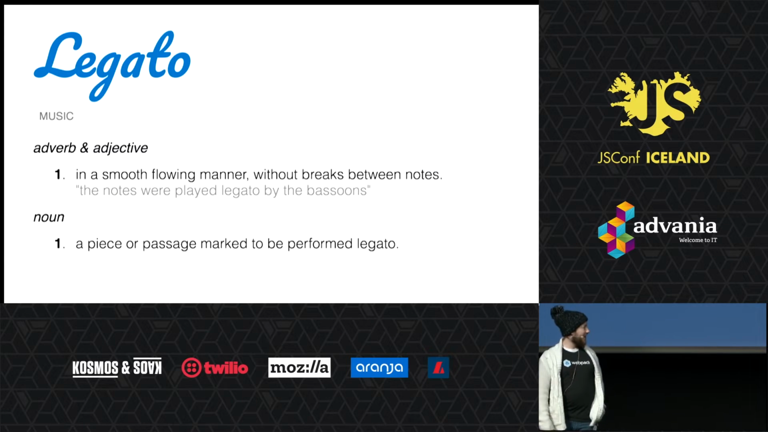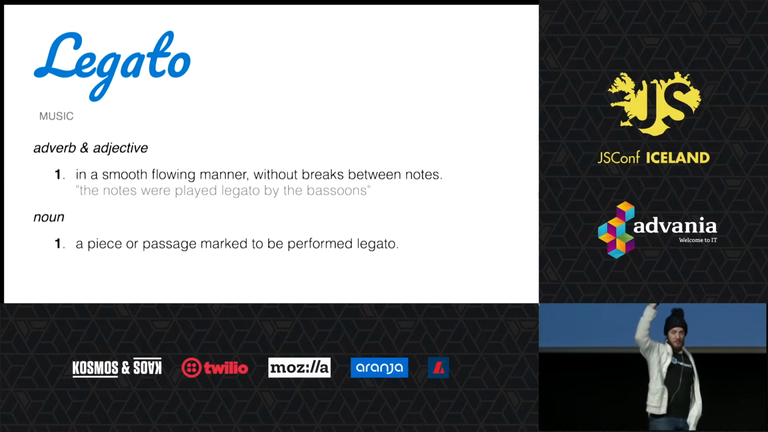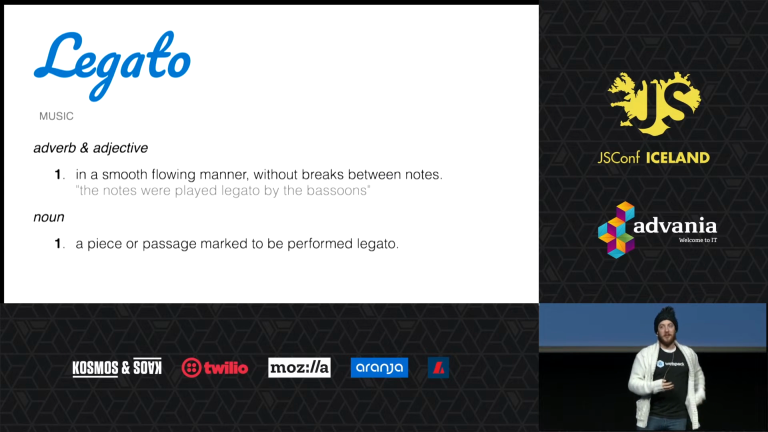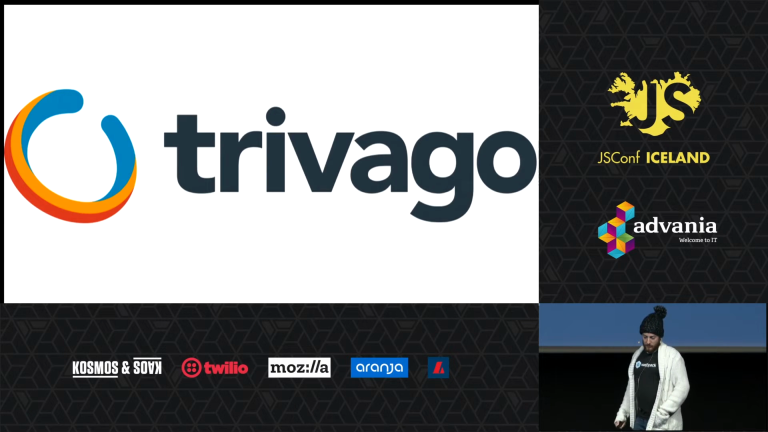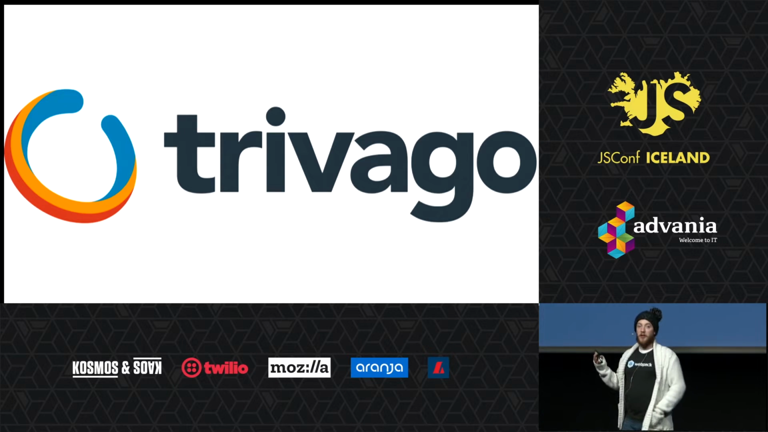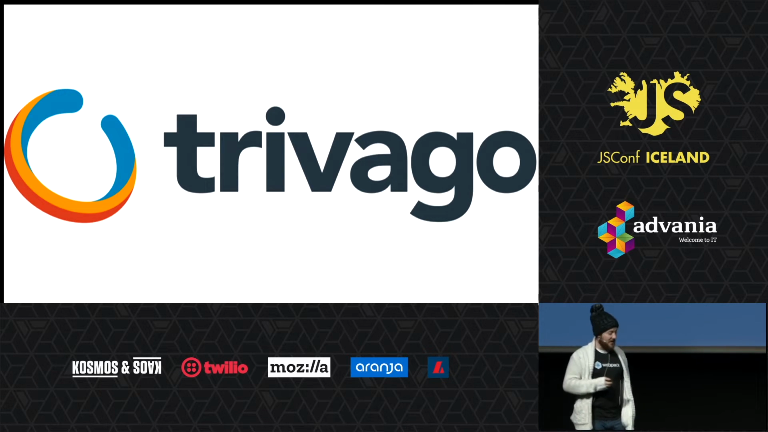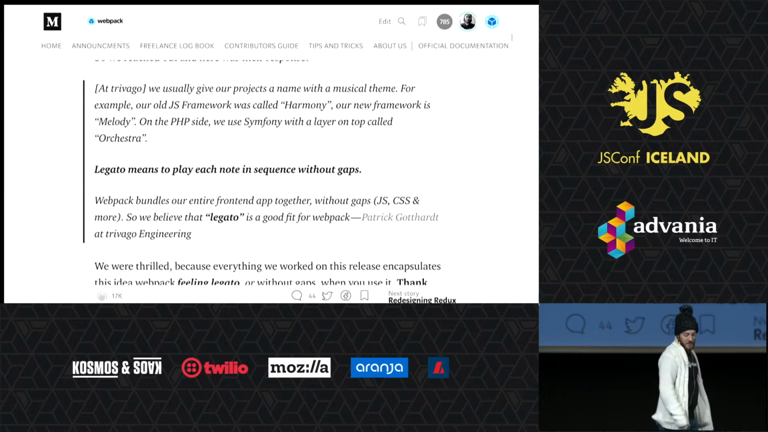So you might be like, what? Legato? I'm a music major, from college. Anybody else do music? Okay, so you understand what legato means. It's to express notes in a flowing manner without gaps in between them. We got this term from our major sponsor, Trivago. We wanted to give one of our largest sponsors the opportunity to name this major release. And this was their explanation.